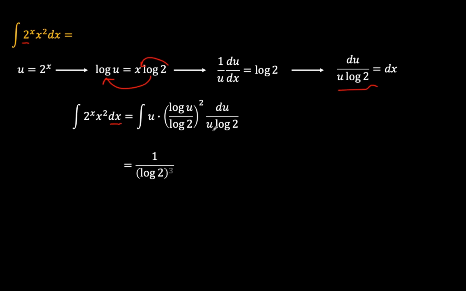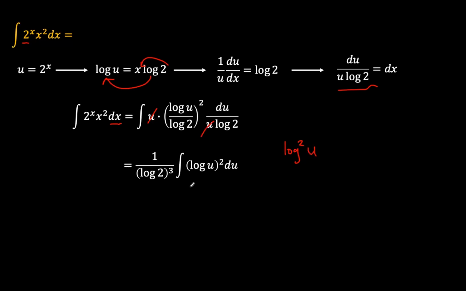And so we can pull the natural log 2 out. So we have 1 over natural log 2 squared times log 2. So as a constant here, we have 1 over natural log 2 to the power 3. And then this u here and this u cancel each other. And now we're left with natural log u squared. Some people would like to express that as log squared.